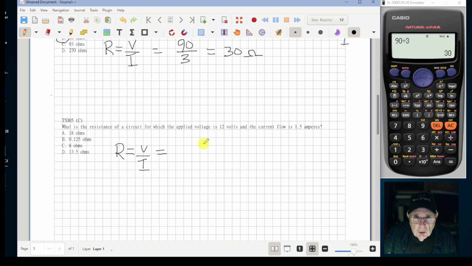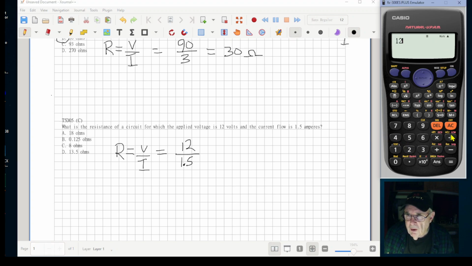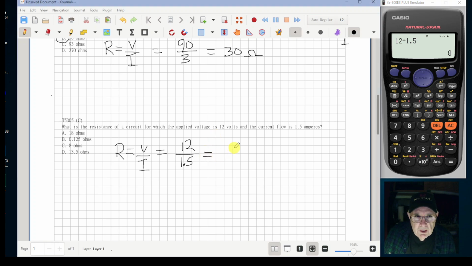All right, so 12 volts divided by 1.5. And since we have a decimal number here, definitely use the calculator. Okay, so we want to know what 12 divided by 1.5 is. So enter in the 12, divide by 1.5, and we get 8. So this is equal to 8 ohms.